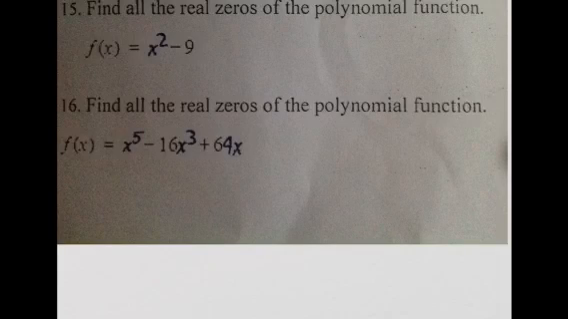So number 15, find all the real zeros of the polynomial. This is a quadratic, so it's a parabola with a vertex at (0, -9), and it's opening up. So we can factor it because it's a difference of two squares. So set it equal to 0 because we're looking for the zeros, and factor it: (x + 3)(x - 3).